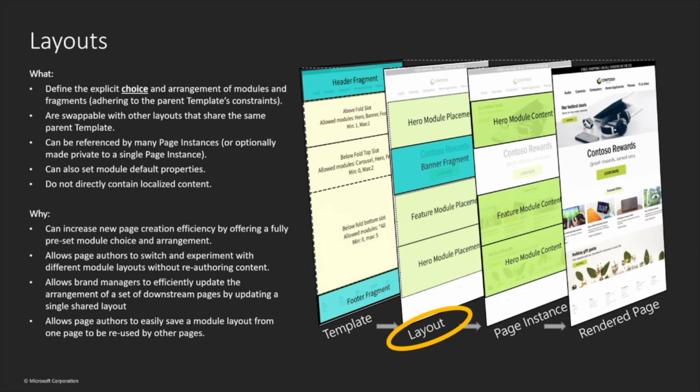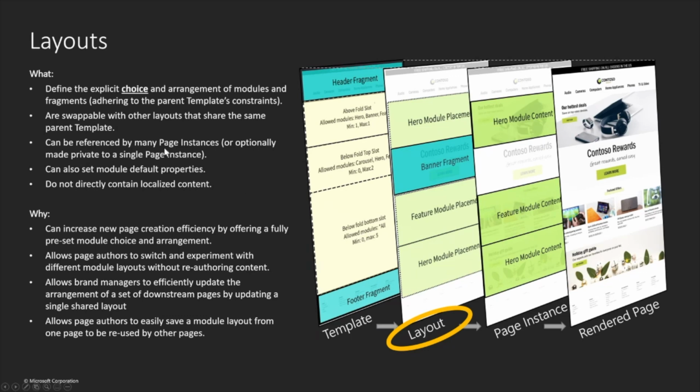And another thing that you can do here is set some other defaults at this level. So you might be able to lock certain settings for a module. So if you had a left aligned image with a right aligned text, you could lock that at the layout level, and anything that's using that layout then would get those module settings, and you could centrally update them at the layout level.